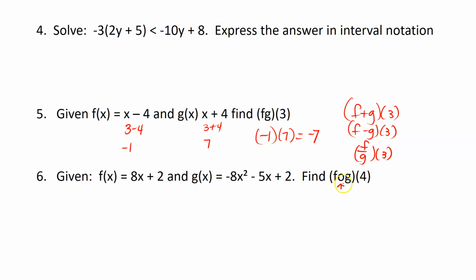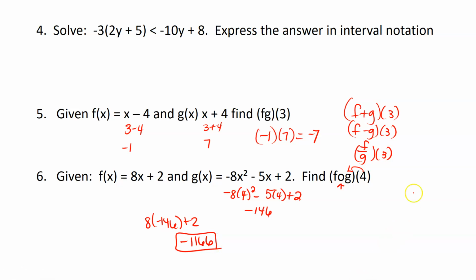This little 0 or circle means to do composition. So I'm going to first take 4, substitute it in g. So I would take -8 times 4 squared, 5 times 4 plus 2, and I end up with -46. Then I'm going to take this -146 and I'm going to substitute it in f. And I end up with a final product of -1166.